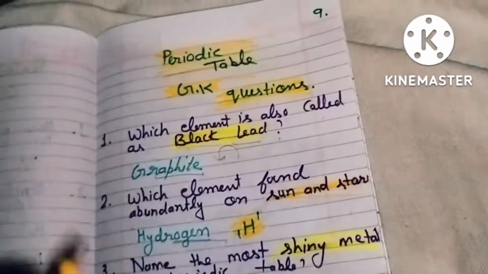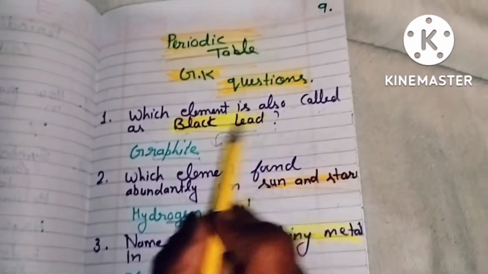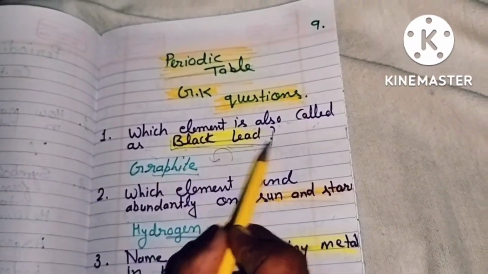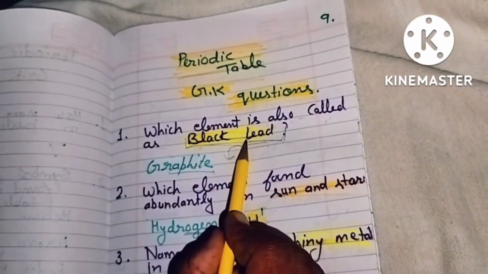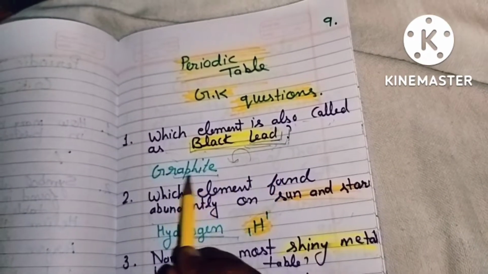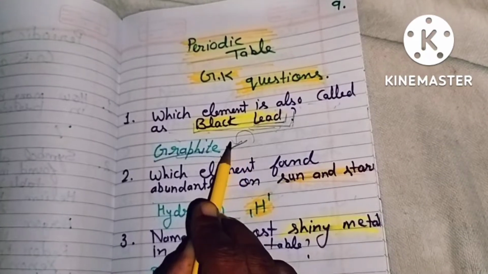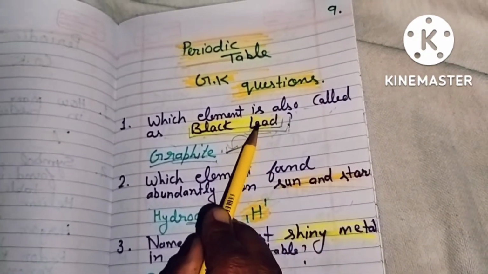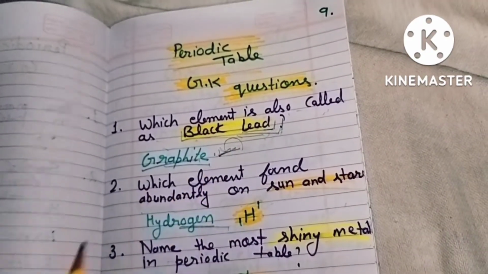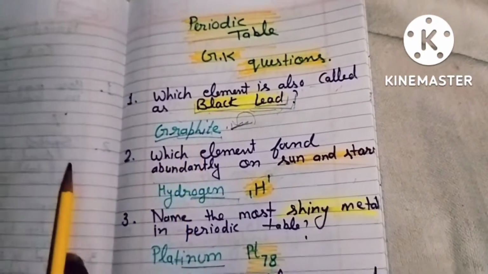Next, which element is called black lead? Black lead is not actually lead; it is graphite. It is a form of carbon and does not contain lead. It gives the black color.